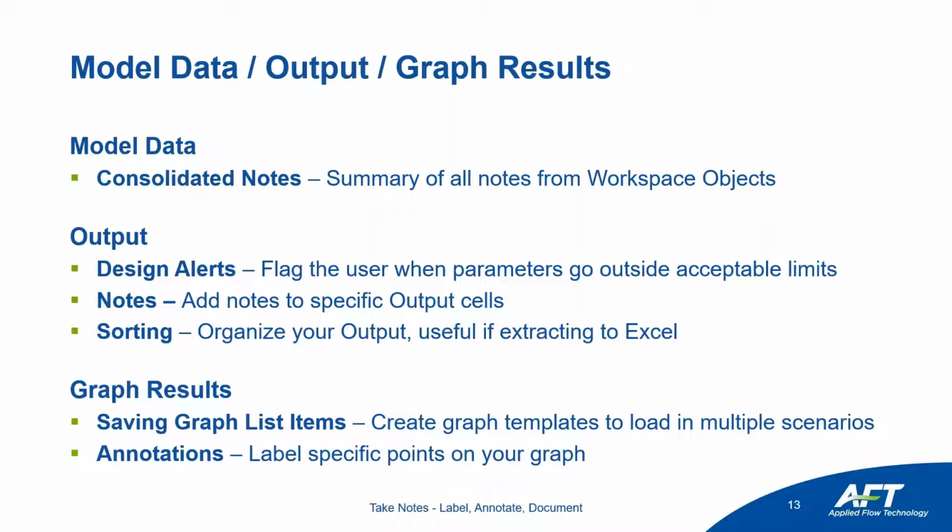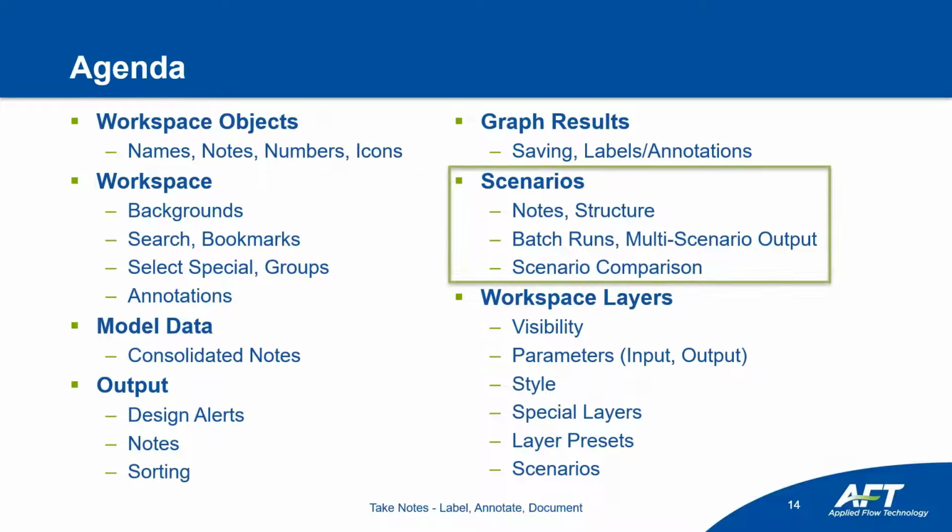So again, high level, how can we save those graph list items to make it easy to come back to, especially much later or more complex graphs we create? And then how can we add annotations to call out specific results? That is the end of, what would it be, chapter 3.